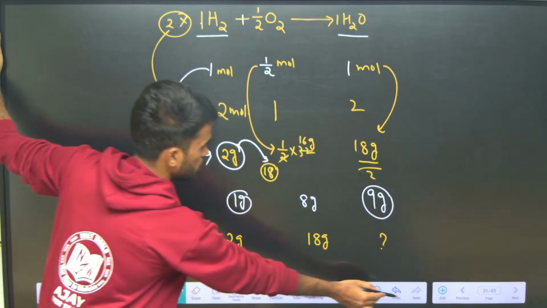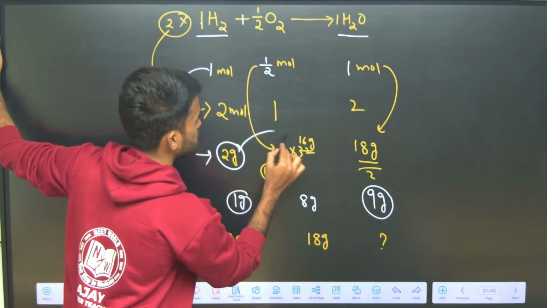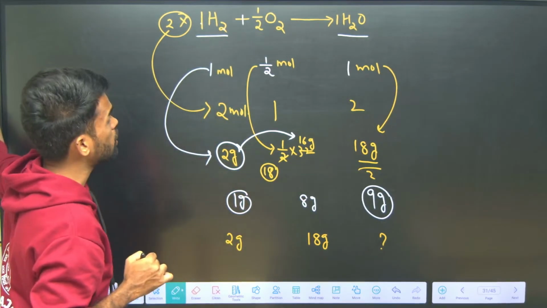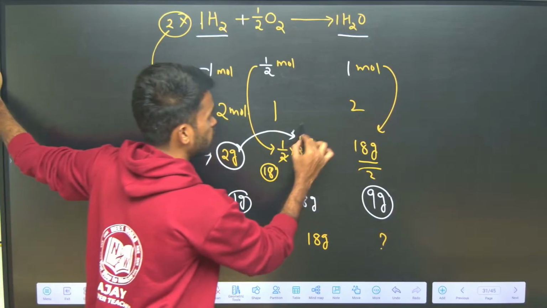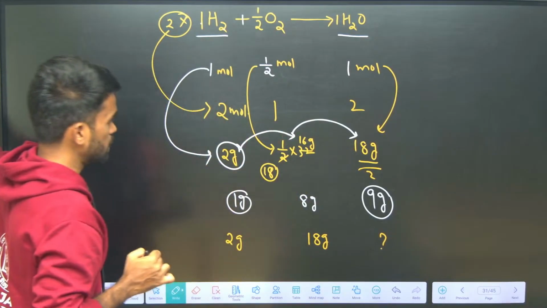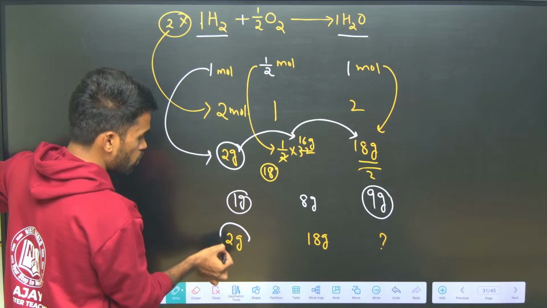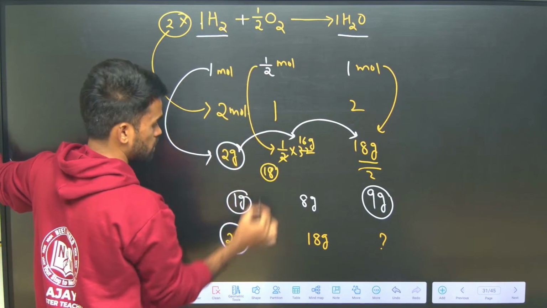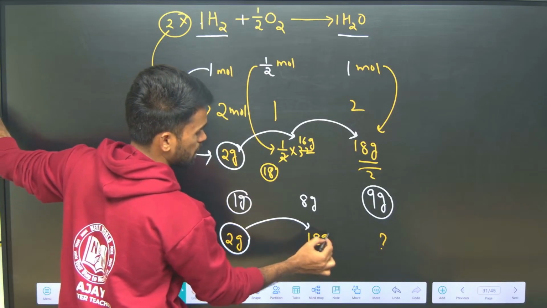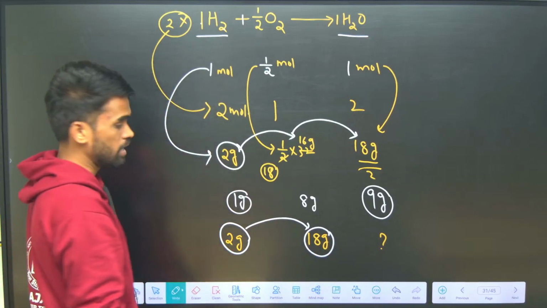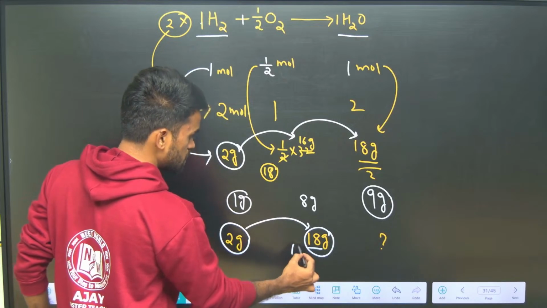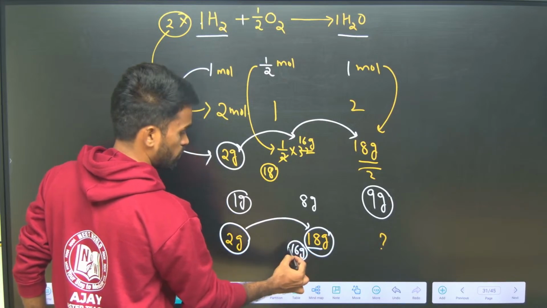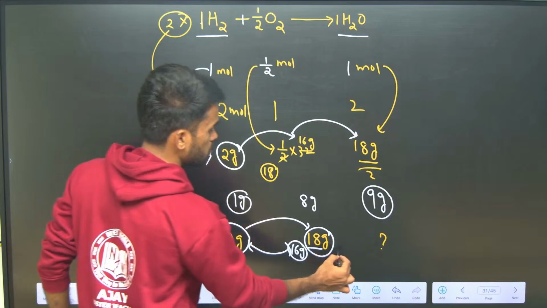We required 16 grams. Right now 16 grams of oxygen is required, so that it will produce 18 grams. Here 2 grams of hydrogen is given. For every 2 grams as per the equation, 16 grams are enough, but here we have 18 grams. Out of this 18 grams, 16 grams will react with these 2 grams and the remaining 2 grams will remain in excess.